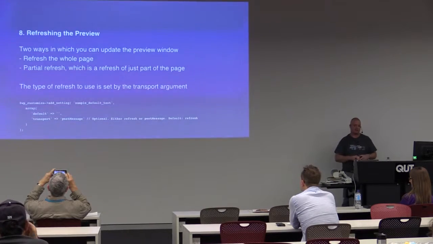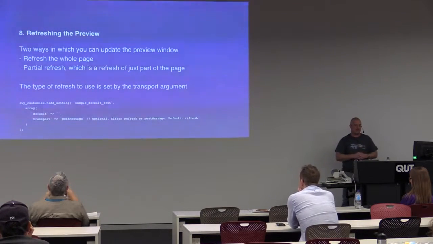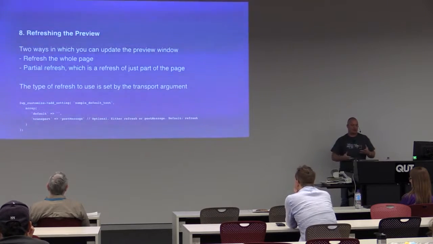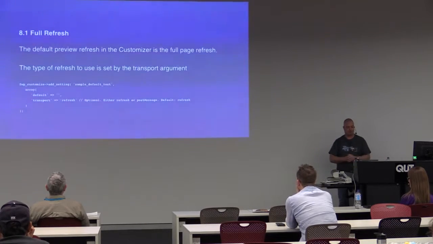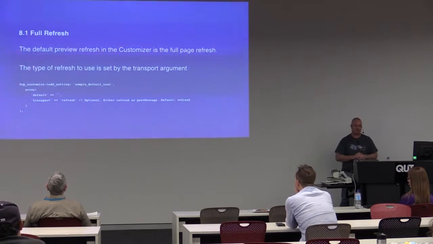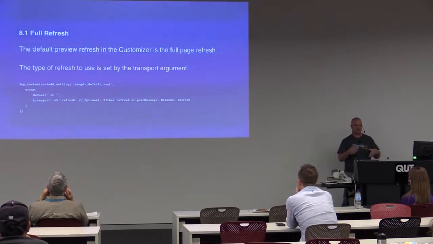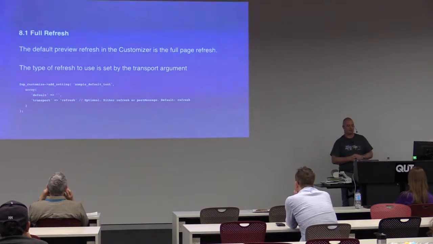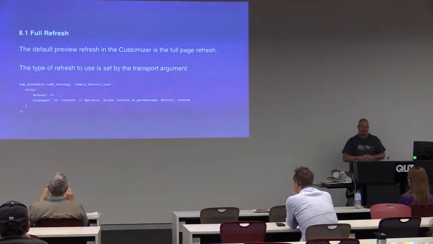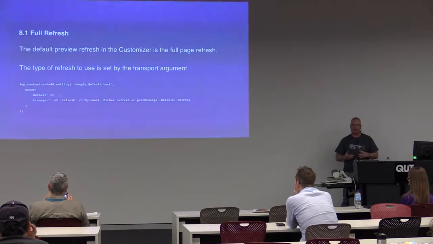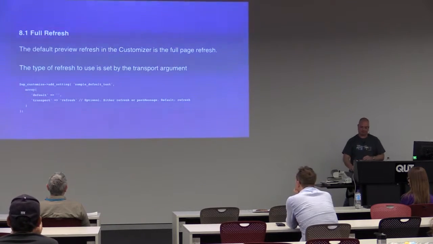One of the benefits of the customizer is the live preview window. There's two ways in which you can update the preview window. A full refresh is a refresh of the whole page, and a partial refresh is a refresh of just part of the page. The default preview refresh in the customizer is the full page refresh. So if you don't actually specify the transport argument, then by default for that control, you'll get a full page refresh. You specify the type of refresh with the transport argument when adding your setting, and you pass it either refresh or post message.